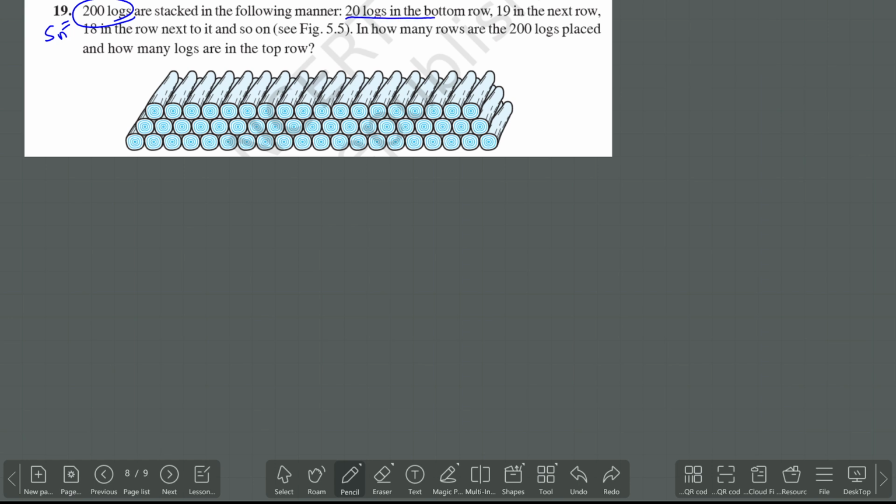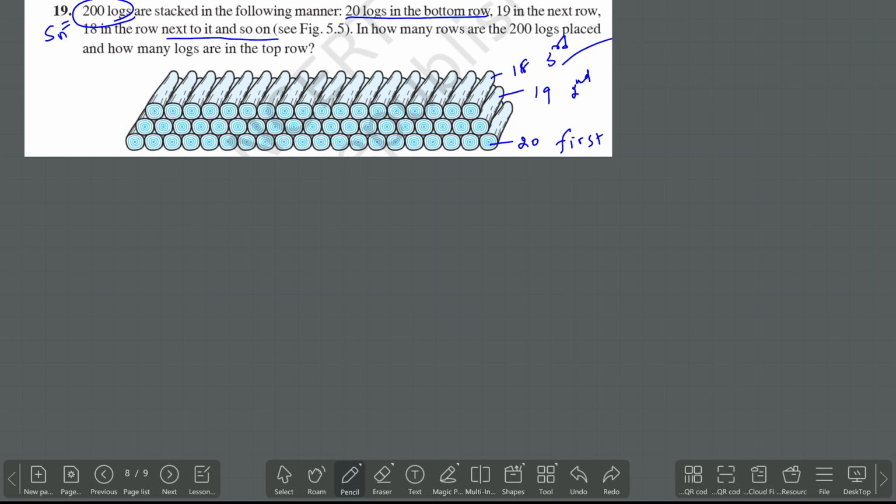So 20 in the bottom row, that means here in the bottom we have 20. That is what we can consider first. 19 in the next row, 19 in the next row, and 18 in the next row, and like that it's going on. Then we can consider this is the first term, this is the second term, and this is the third term. Do you understand?